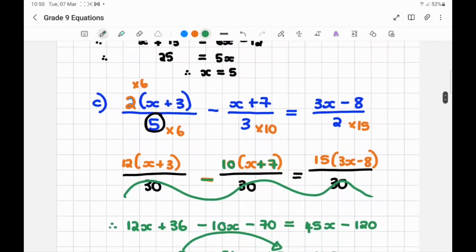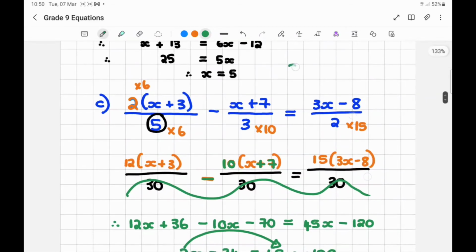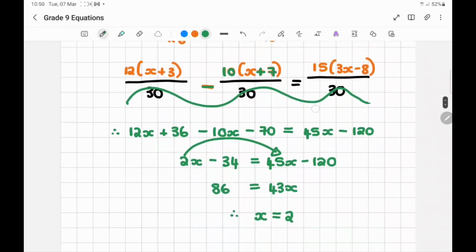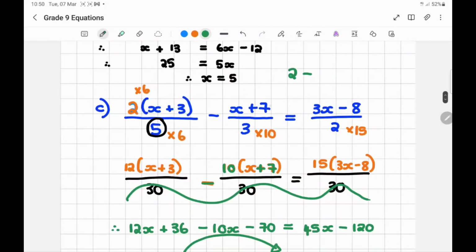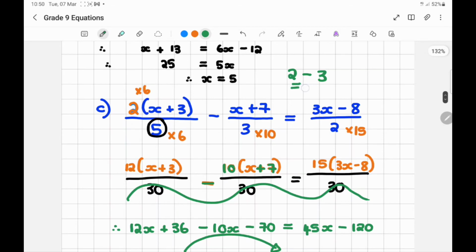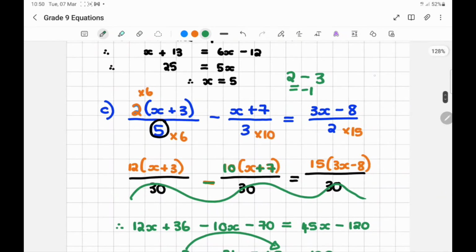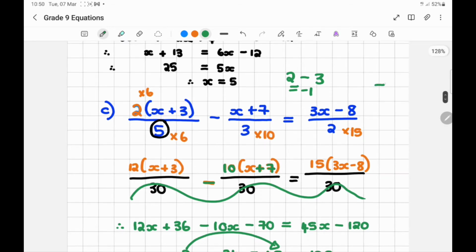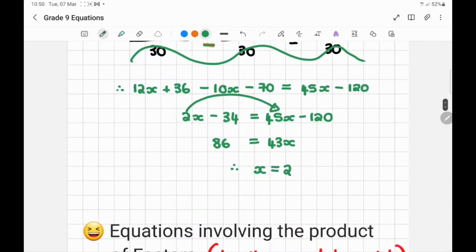Yes, you can. If you put a 2 in here, 2 plus 3 is 5. 2 times 5 is 10. 10 divided by 5 is 2. Minus, if x is 2, 2 plus 7 is 9. 9 divided by 3 is 3. So the left-hand side gives me negative 1. Let's see if the right-hand side also gives me negative 1. 3 times 2 is 6. 6 minus 8 gives you negative 2. Negative 2 divided by 2 gives you negative 1. Aha, thank goodness. Left-hand side equals right-hand side.